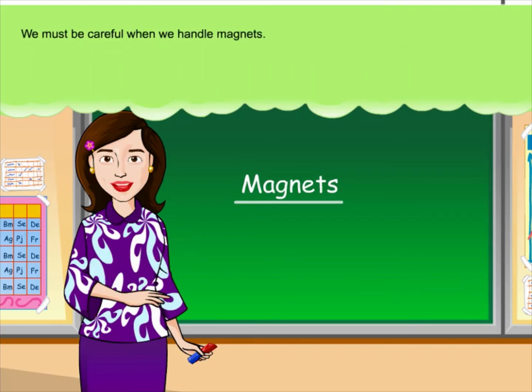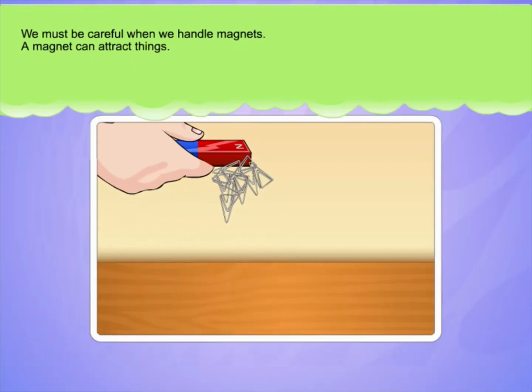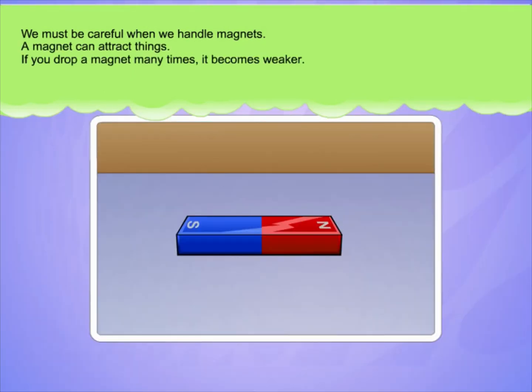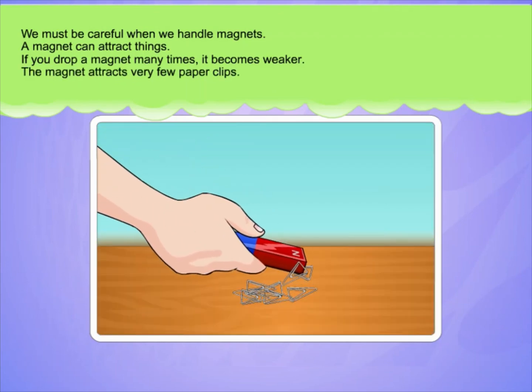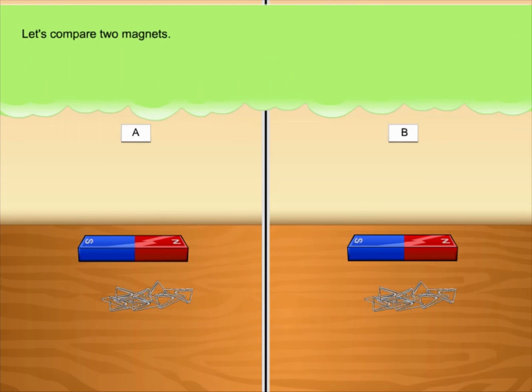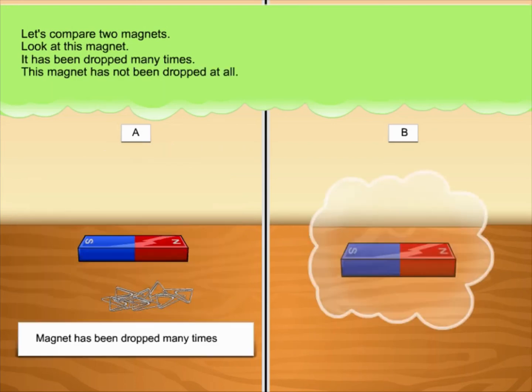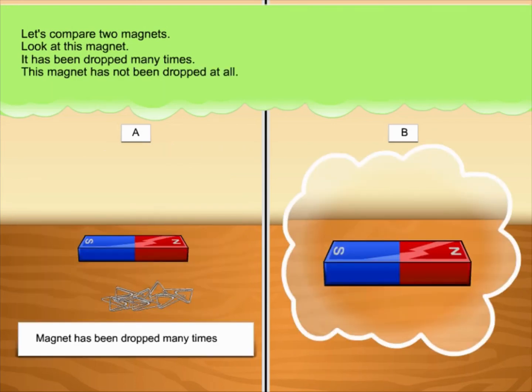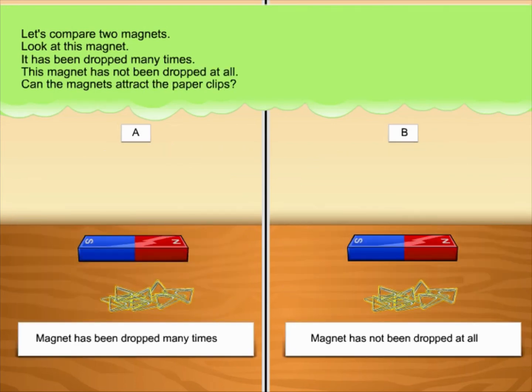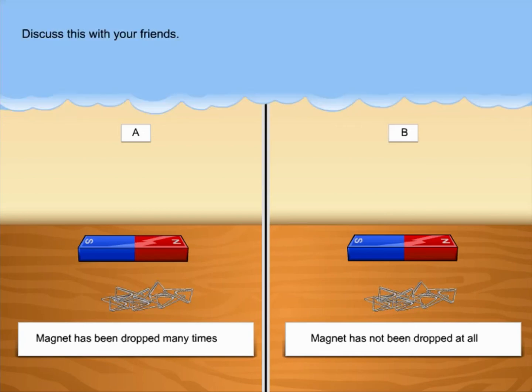Children, we must be careful when we handle magnets. A magnet can attract things. If you drop a magnet many times, it becomes weaker. The magnet attracts very few paper clips. Let's compare 2 magnets. Look at this magnet. It has been dropped many times. This magnet has not been dropped at all. Can the magnets attract the paper clips? Discuss this with your friends.